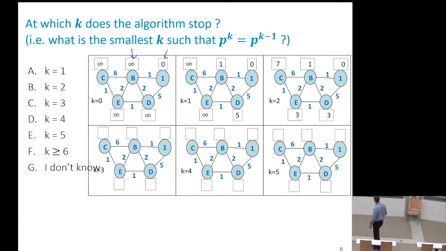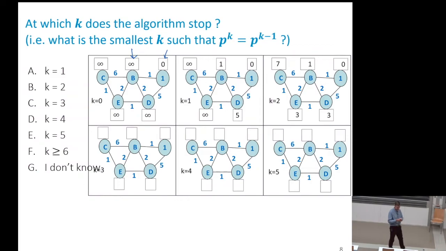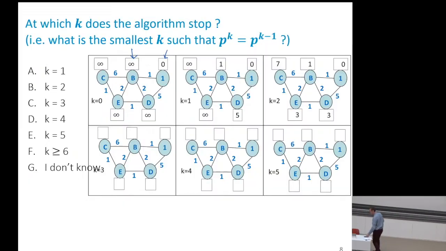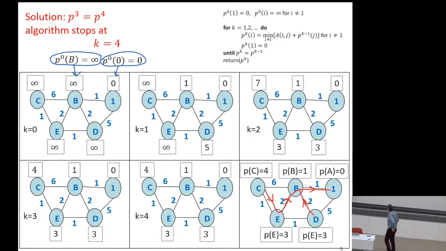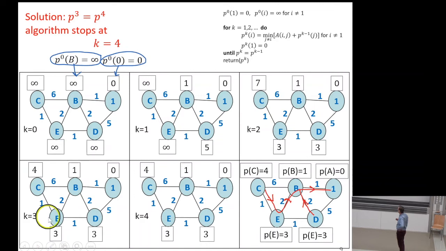If we continue this, so if we continue the boxes here, does it stop? And if it stops, when does it stop for this specific run of the algorithm? And the correct answer is D, k equal 4. Well, we can simply run the simulation. We see that k equal 3, we will obtain those values. C and E will improve their distances. And at k equal 4, it doesn't change.